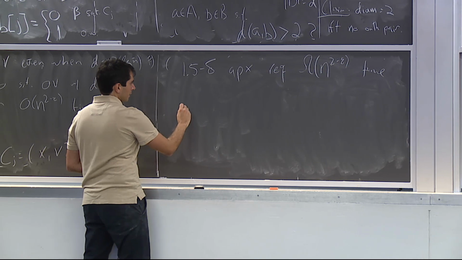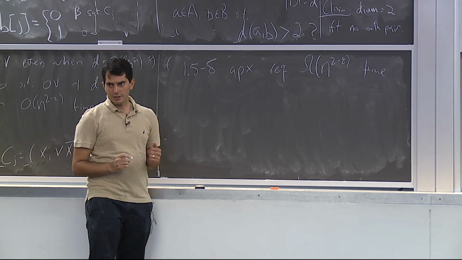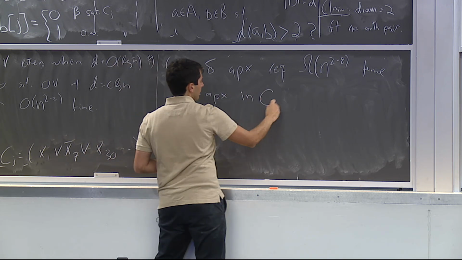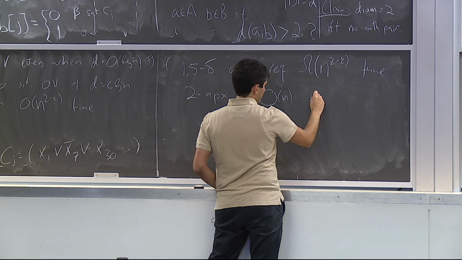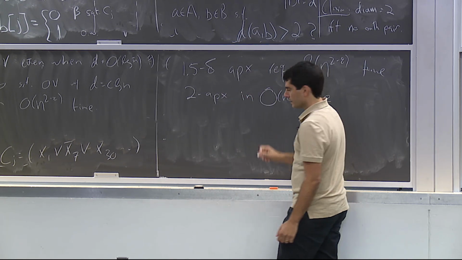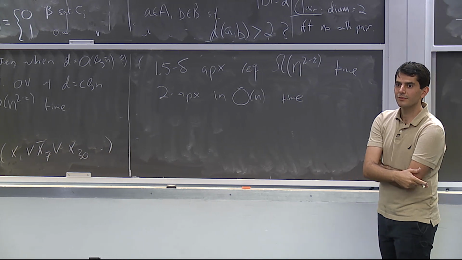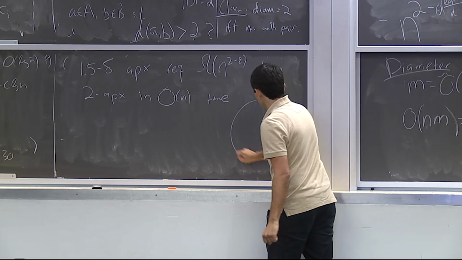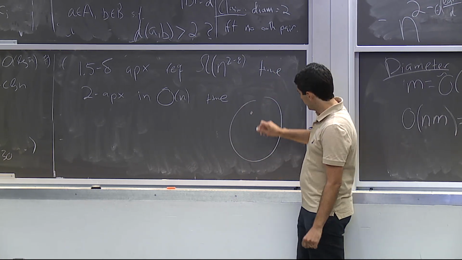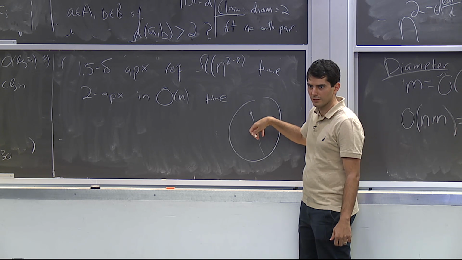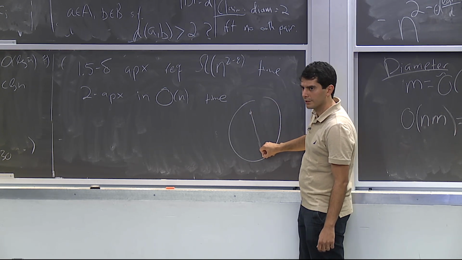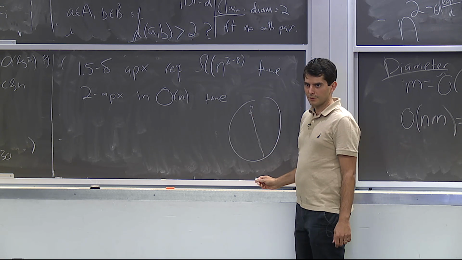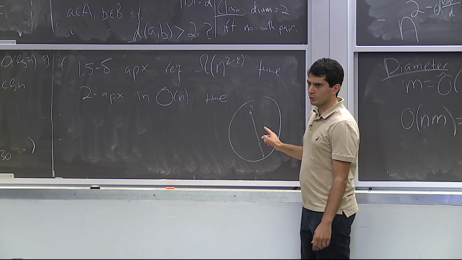So it turns out you can get a 2 approximation very easily. You can get a 2 approx in O of n time. Does anyone see how to do that? Exactly. So this is your graph. You pick an arbitrary vertex. You compute all the distances. You use Dijkstra from that node. Then you find the furthest node from your source, and you return this as your diameter, your approximation.